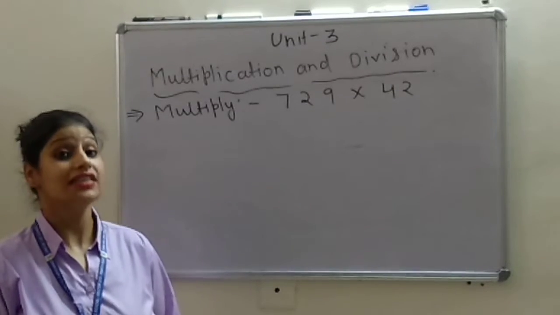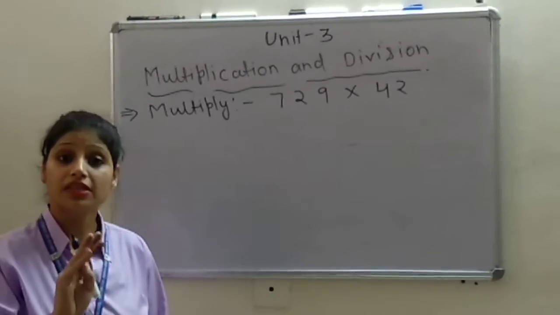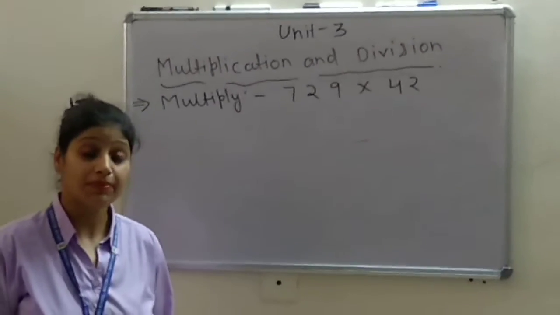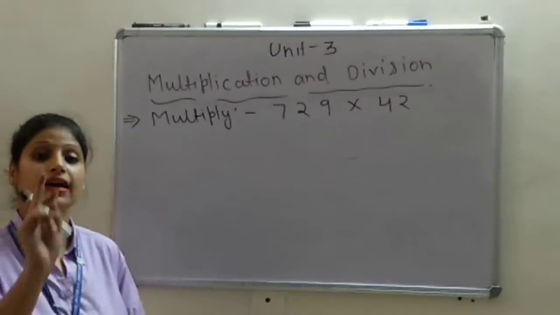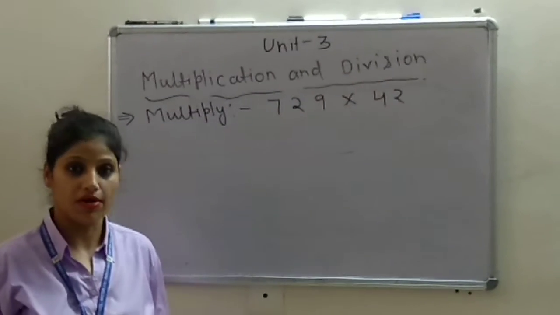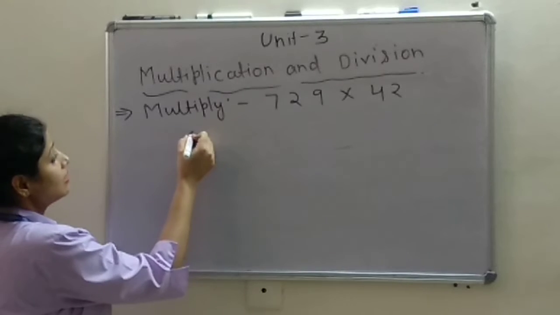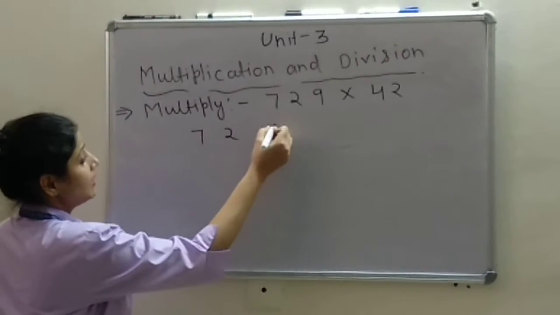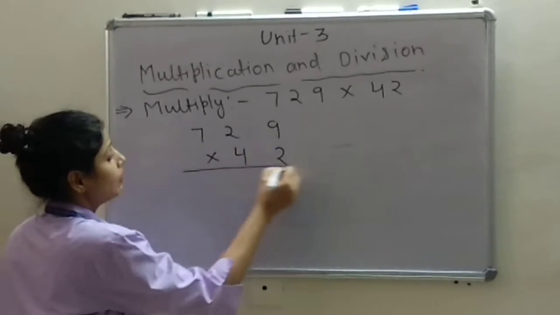Now today, as we are doing the multiplication chapter, we have already covered all the rules and properties of multiplication. Today I am going to teach you how to multiply a 3-digit number by a 2-digit number. Alright, so now we are going to place the number first. The number is 729 by 42. We have to multiply.